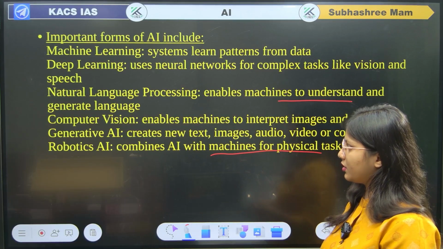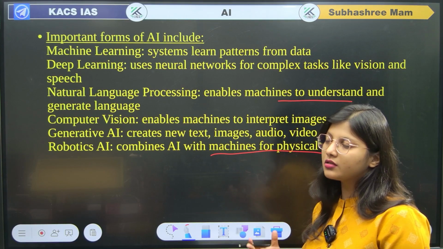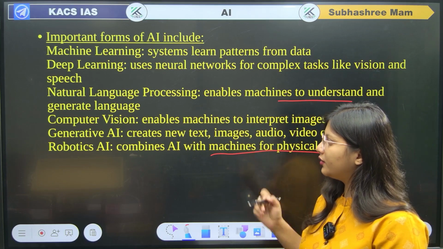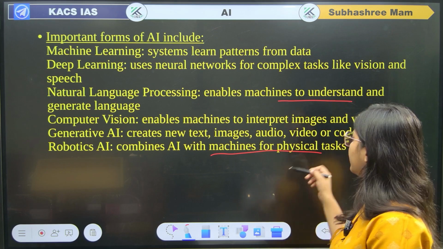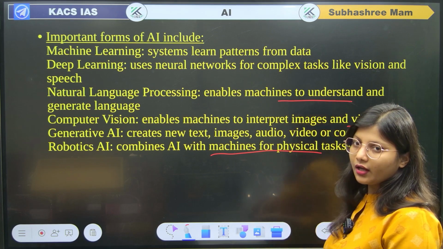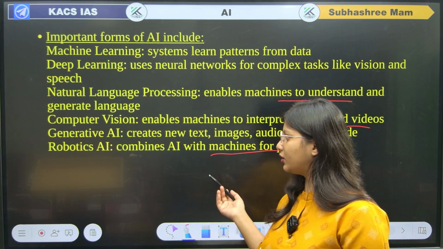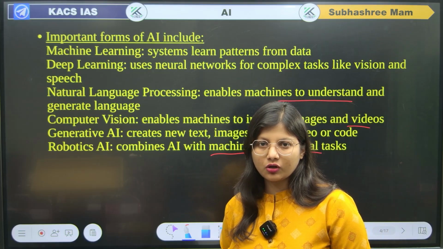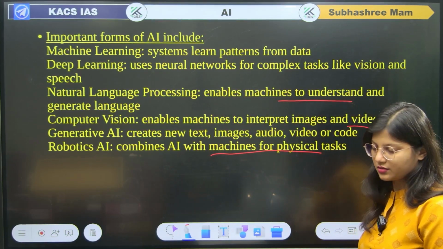Natural language processing. That is, through different platforms or tools, we can translate language, understand and generate language. Then computer vision, which enables machines to interpret images and videos. Now generative AI, which everyone is using right now through ChatGPT, Claude. Then AI has even been contributing towards robotics technology. So robotics AI combines AI with mechanical tasks.